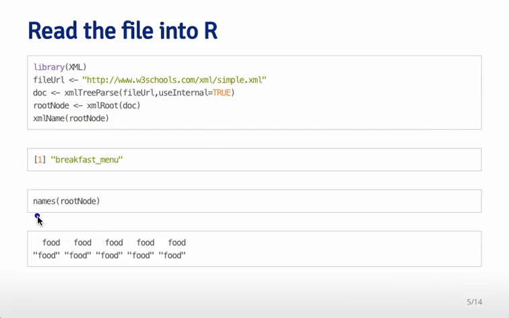You can also look at the names of the root node. When you do that, it tells you what all the nested elements within that root node are. The root node wraps the whole document, and the whole document is a breakfast menu. Then there are 5 different breakfast items on this menu, and each one is wrapped within a food element. So you get 5 food elements if you look at names of the root node.